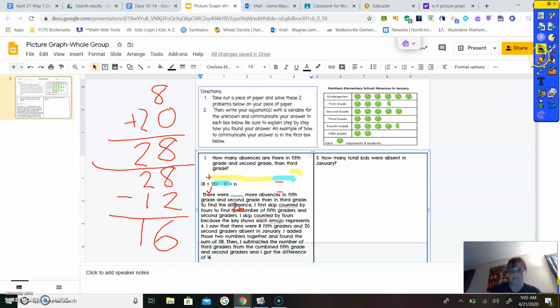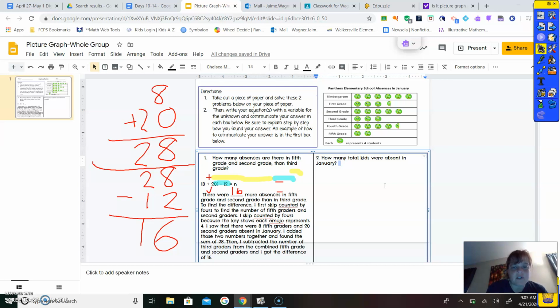Let me see if it'll let me move this up. It will. I love technology when it works. Okay, so I'm going to back up and reread to make sure it sounds right. Learners, make sure you back up and reread your work to make sure it sounds right. So there were 16 more absences in 5th grade and 2nd grade than in 3rd grade.